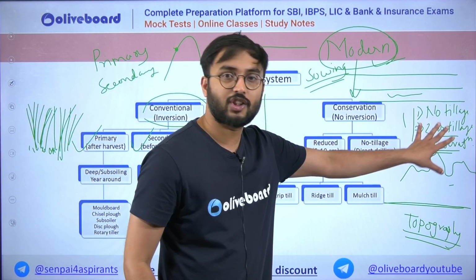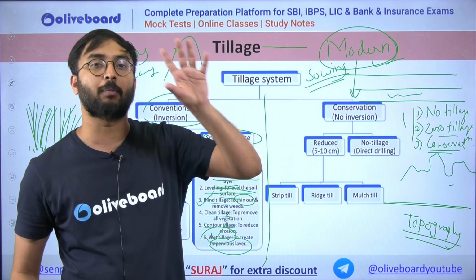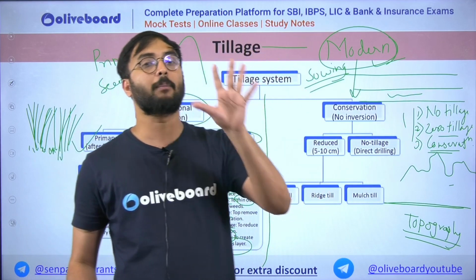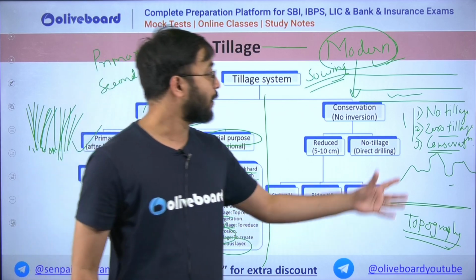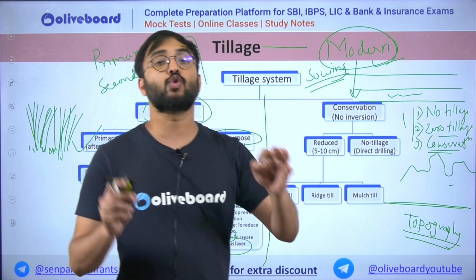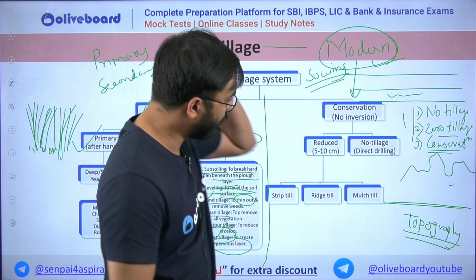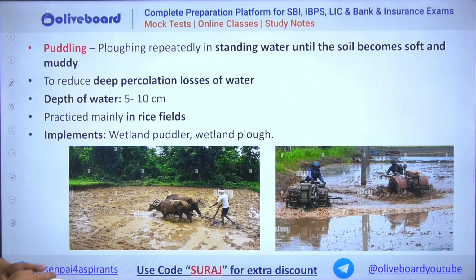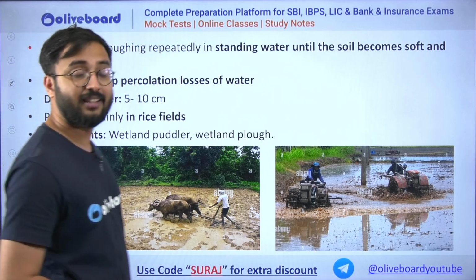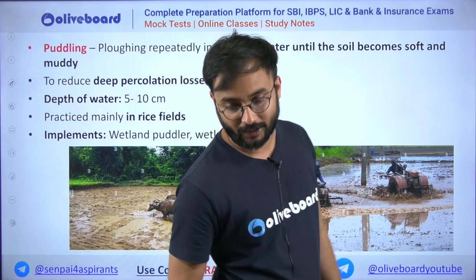All these three modern tillages are based on a particular theme or basic principle, that the main objective is to prevent soil erosion and improve soil health. Okay. So therefore, these are all the types of tillage. Now we come towards the next soil preparation activity, that is plowing.